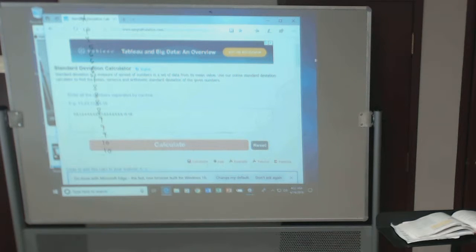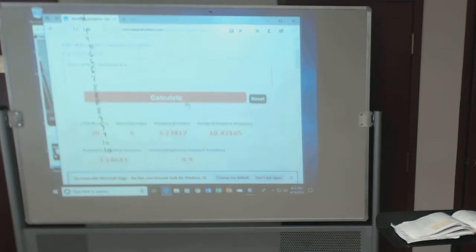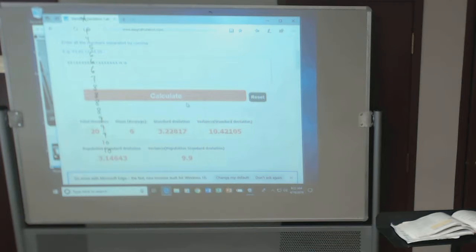All right. Click calculate. Oh my goodness. 20 scores. The mean is 6. The standard deviation is 3.22817. The variance is 10.4, and the population standard deviation is 3.14. So they're giving you more information than you need. I love computers and technology. Weren't you guys born at the right time in history?